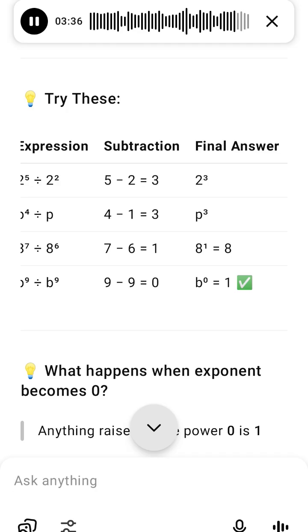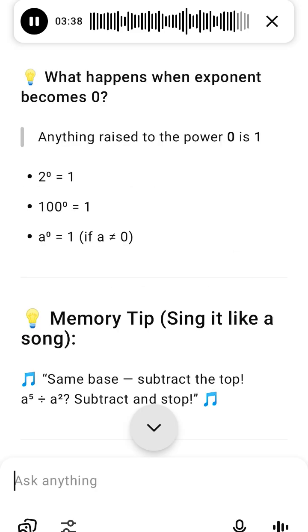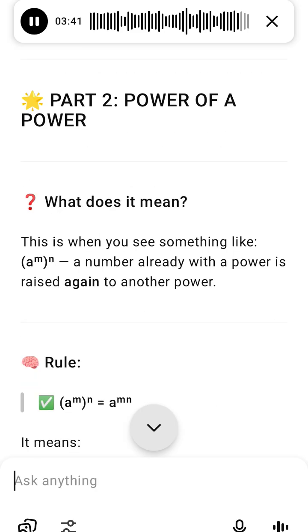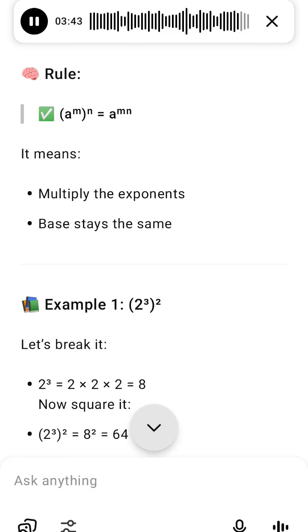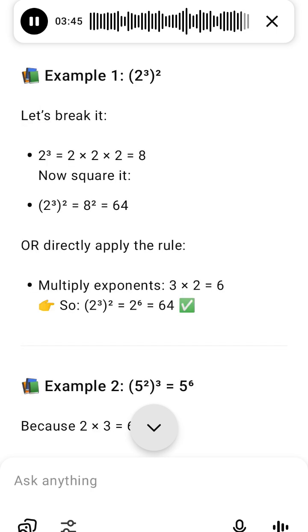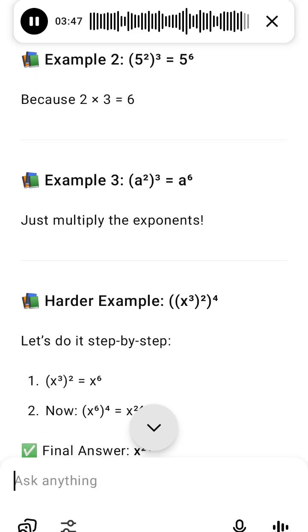Topic 2: power of a power, raising a power again. Rule in simple words: when you have a power raised to another power, multiply the powers. Formula: (a^m)^n equals a^(mn). Example: (2^2)^3 equals 2^(2 times 3) equals 2^6. What you must remember: multiply the outer power and the inner power. The base remains the same. The bracket means repeat the multiplication.